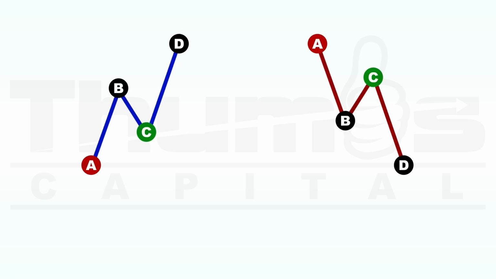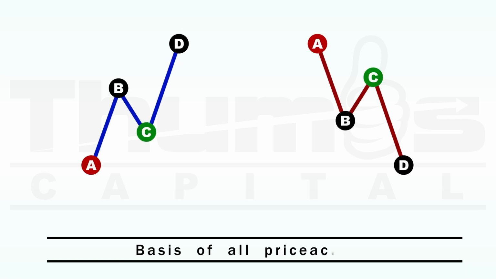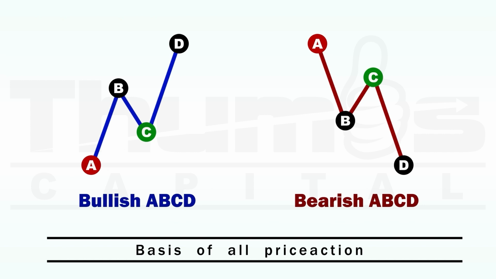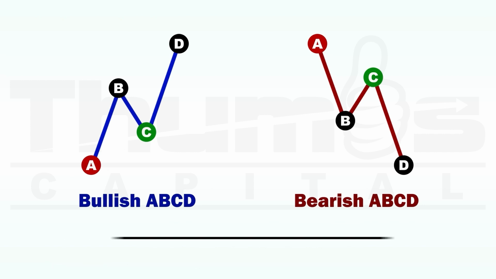The ABCD swing is the basis of all price action, smart money concepts, or any other candlestick chart based approach to trading. The big market players know this, the algorithm knows too. That is how it is able to induce liquidity and hunt retail stop losses.